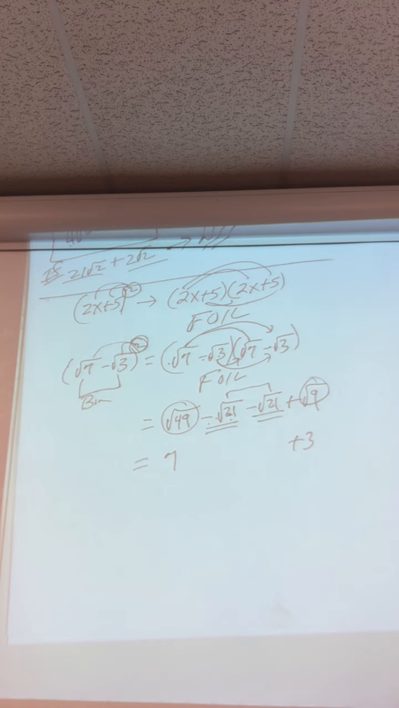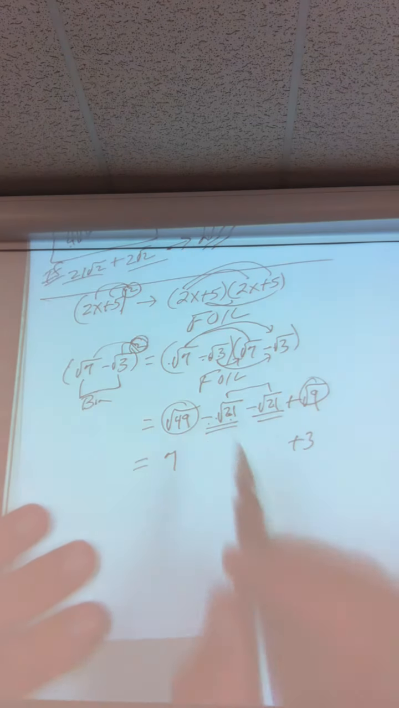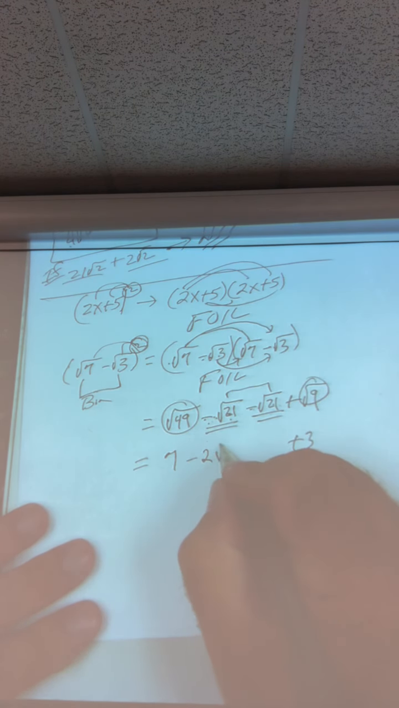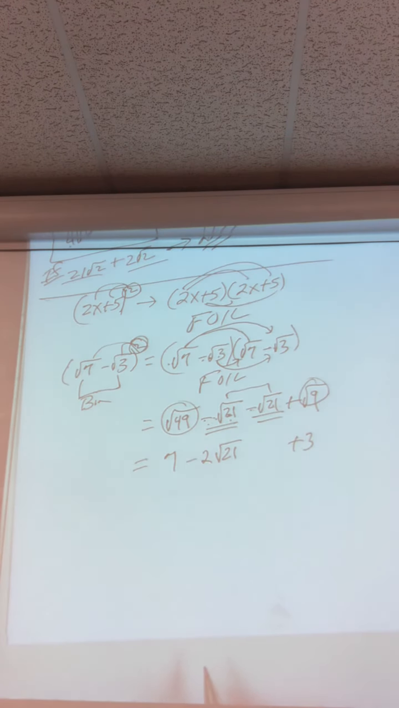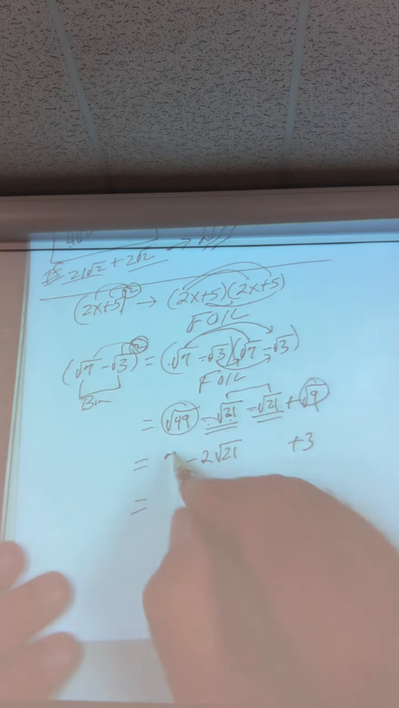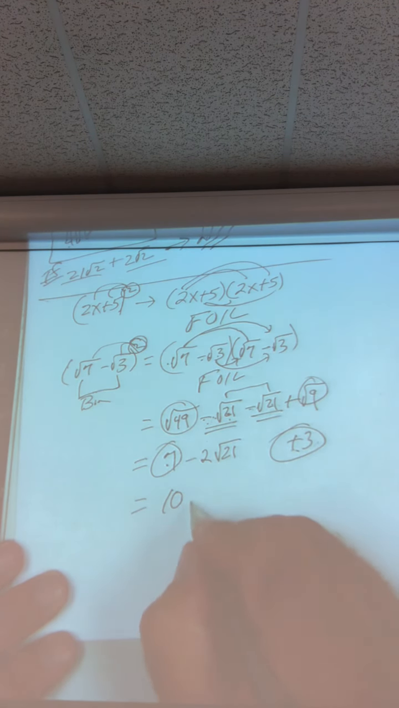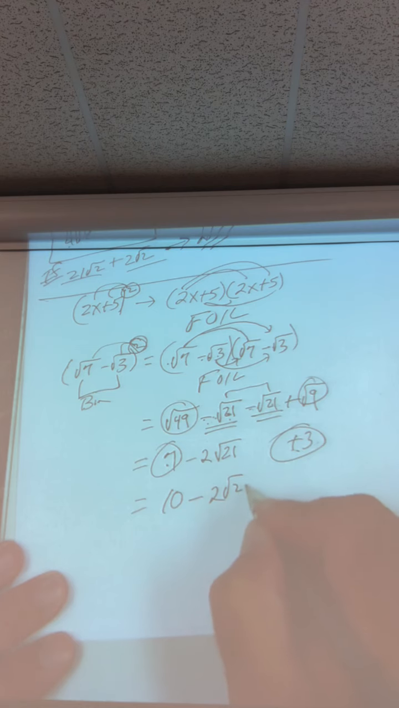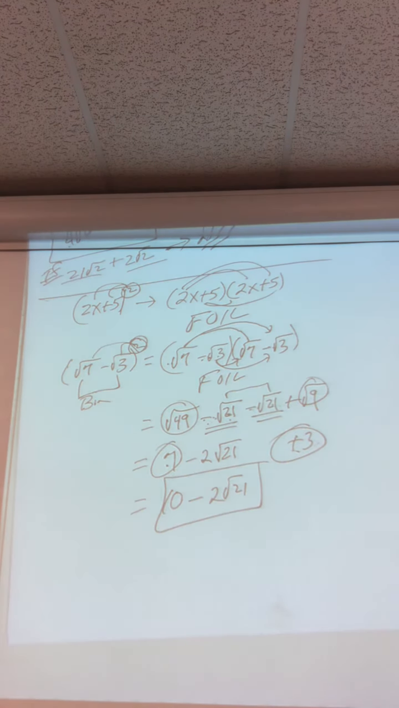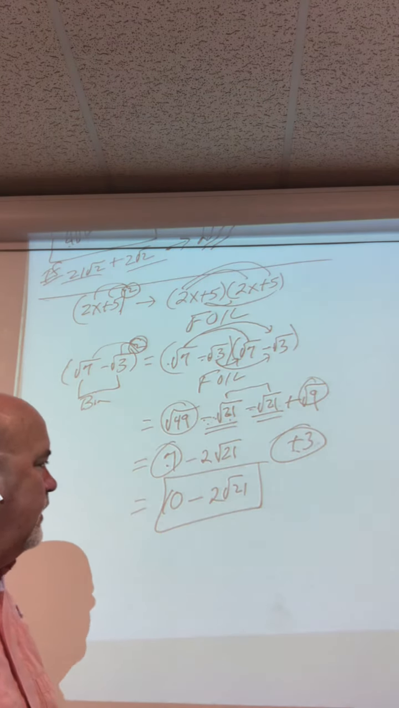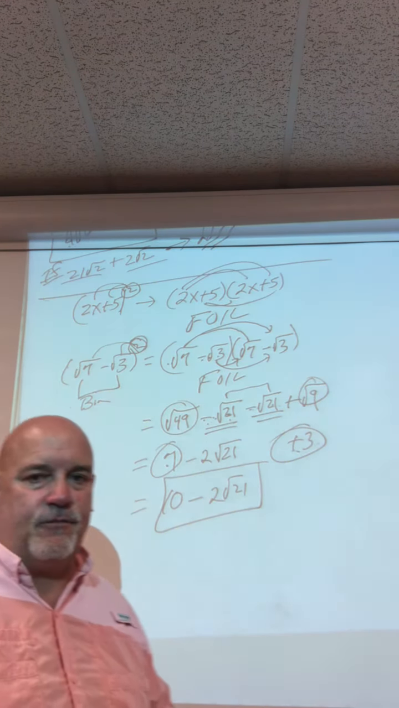So how do you add them or subtract them? You combine their coefficients. Negative 1 minus another 1 is minus 2. But you never add or subtract what's under there together, ever. It's just the coefficients. Now, when I do this, I can add the 7 plus 3. What is 7 plus 3? It's 10 minus 2 square root of 21. No, you cannot subtract those. The only way you could subtract these is if this was 10 square root of 21 minus 2 square root of 21. So this is your answer by using the FOIL method.